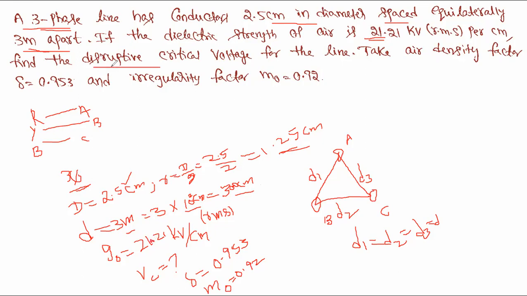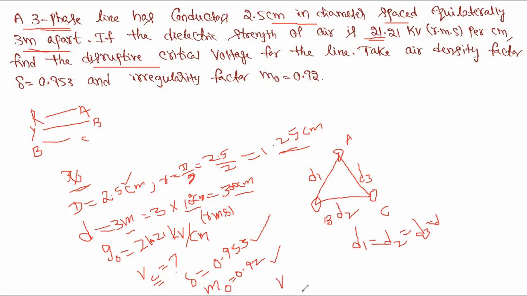Find the disruptive critical voltage. Here we want to find out the disruptive critical voltage, VC. Take air density factor delta 0.953 and irregularity factor m naught 0.92. What is the disruptive critical voltage?